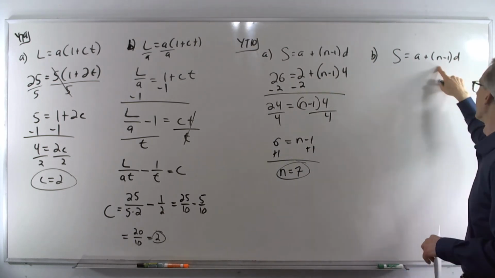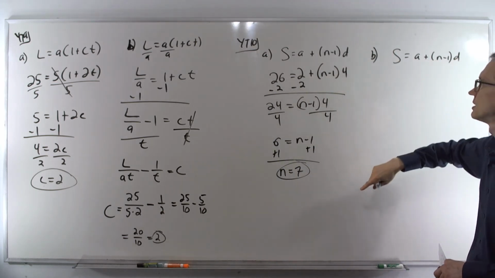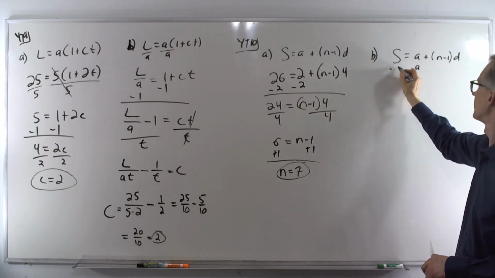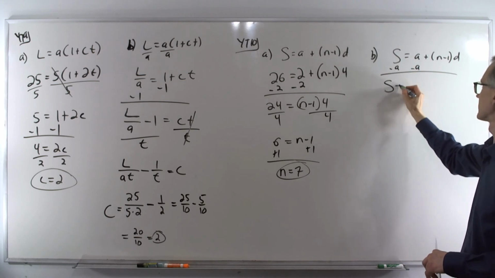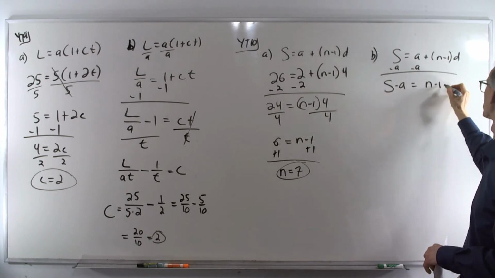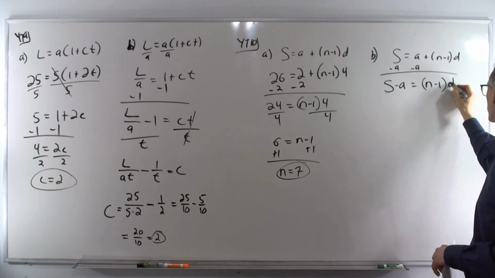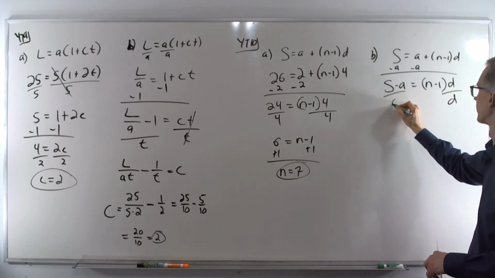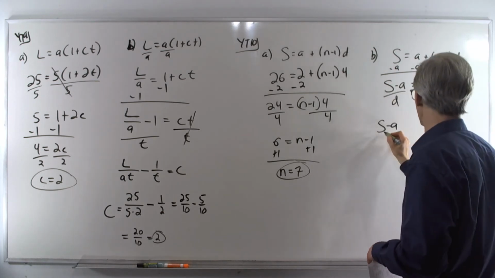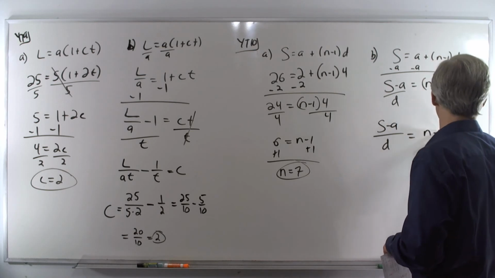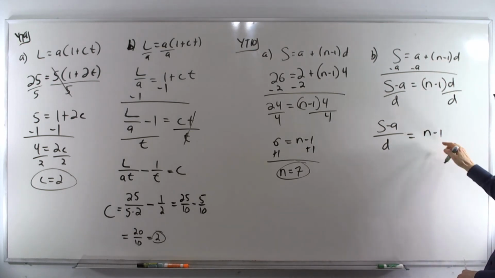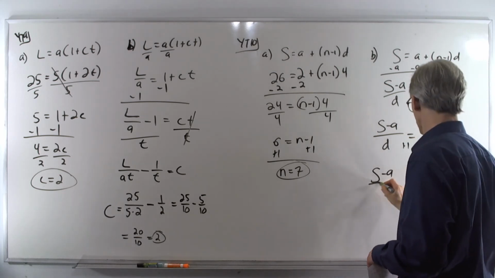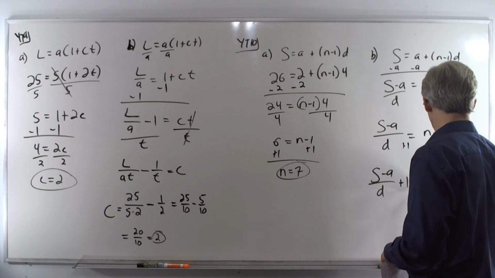Alright, let's solve this thing for N. So we're going to follow the same procedure here. First thing we do is subtract the 2. So I'm going to subtract the A. Subtract A from both sides. So that gives us S minus A on the left and N minus 1 times D on the right. Now we can divide by this D. So we get S minus A over D equals N minus 1. And last thing we need to do is add 1 to both sides. So that gives us S minus A over D plus 1 equals N.